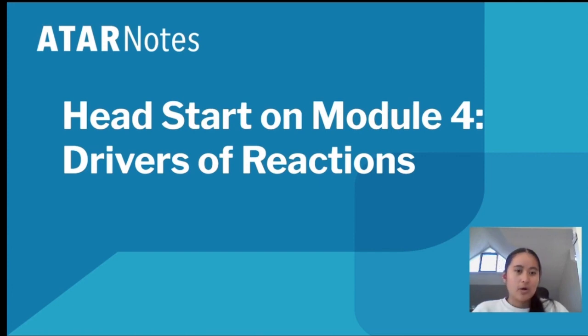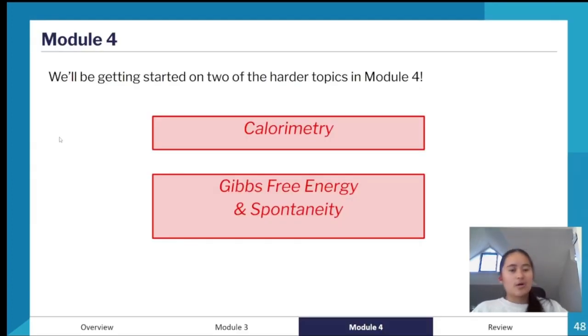But as for now, we're going to get a head start on Module 4, which is drivers of reactions, and we will get started on two specific topics: calorimetry, and Gibbs free energy and spontaneity. These are definitely some of the harder topics in the Year 11 syllabus, because there are things and formulas you've probably never heard of before, and it's very overwhelming to begin with. So again, the purpose of this head start is just to get you comfortable with Module 4, because it's very uncomfortable to begin with, and it'll make so much more sense in class if you have a bit of understanding beforehand.